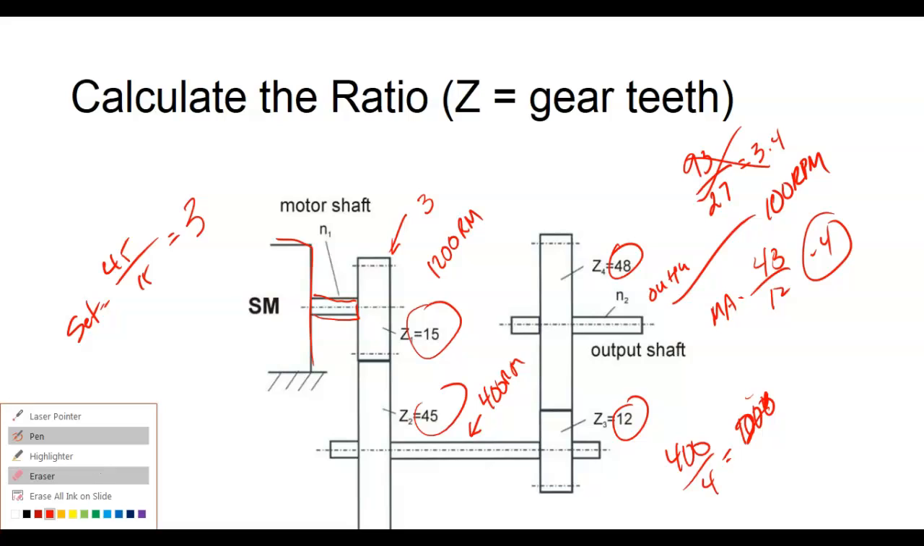If it's a times 3 torque multiplier, it's going to be a divide by 3 speed. You know, they're the opposite of each other, right?